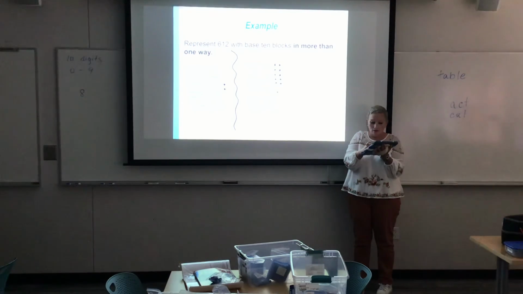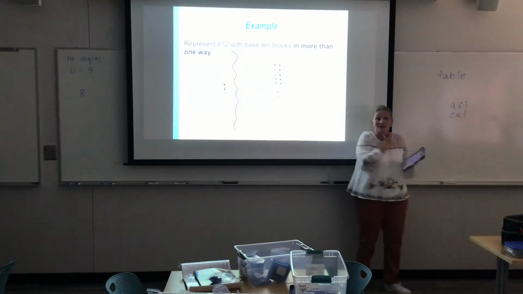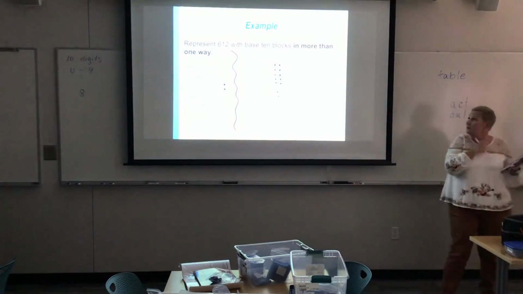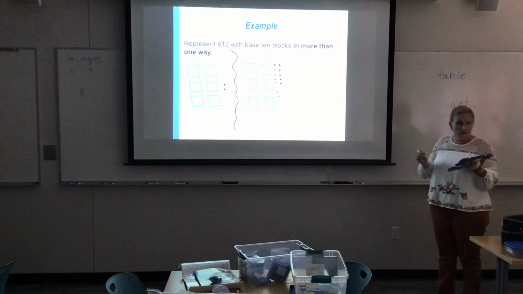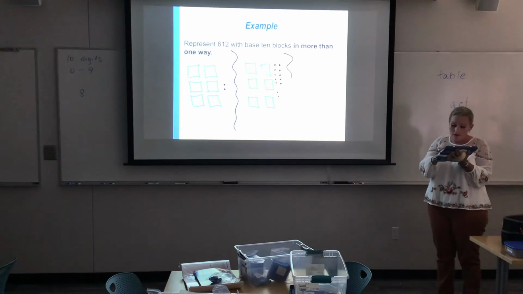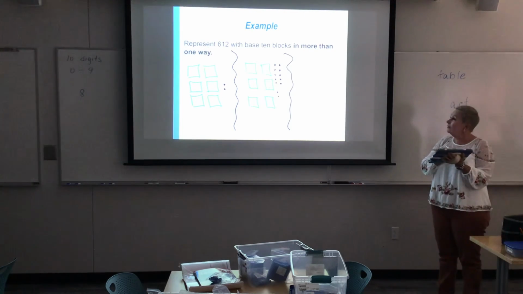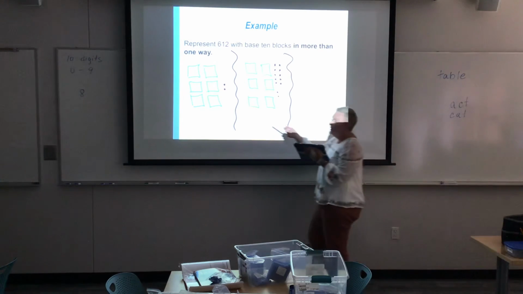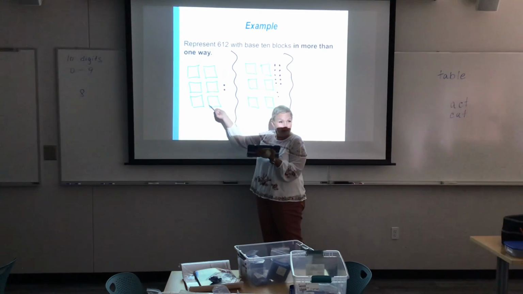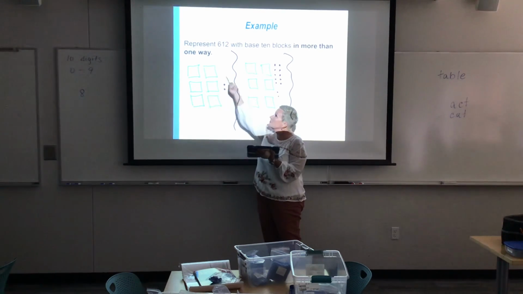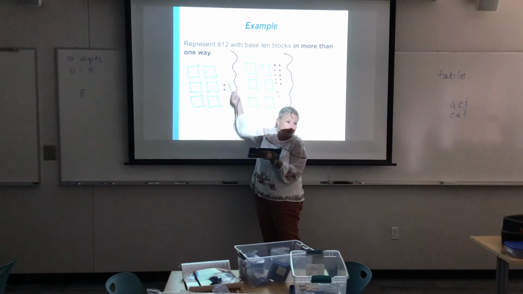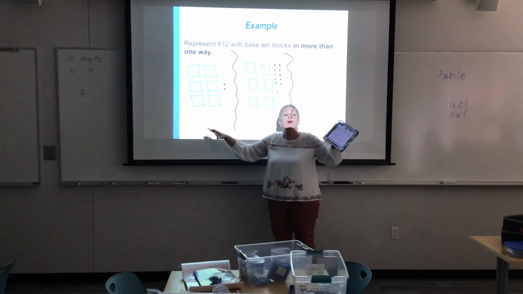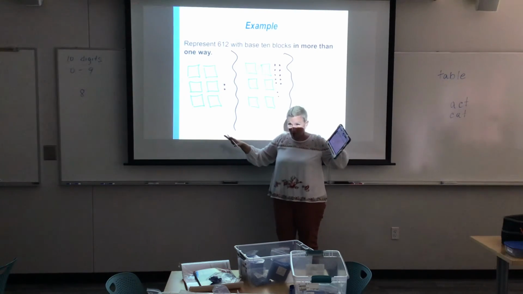We try to put them in groups of 5 on a 10 frame so they can see them in 5s. So there's another way. Is that the only way we could do it? No. We could have traded flats for rods if we wanted, or flats for rods and rods for ones. We could have done it a multitude of ways, correct?